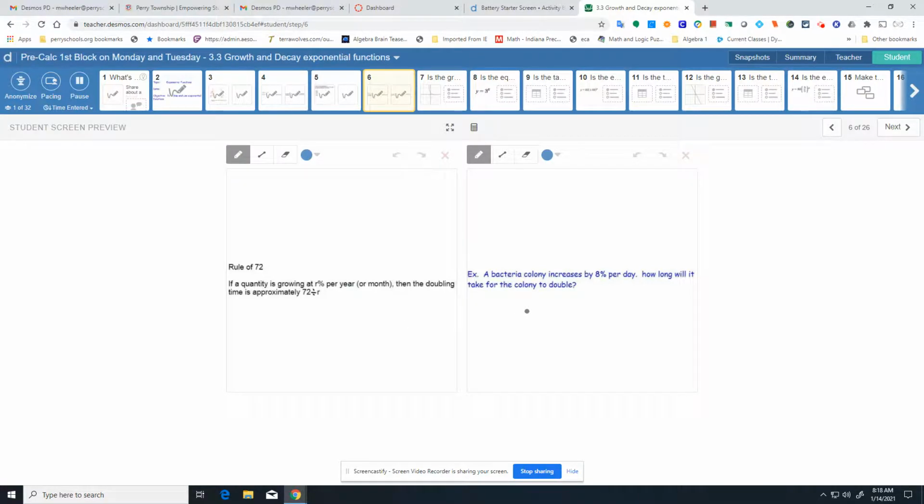Okay, so here, a bacteria colony increases by 8% per day. How long will it take for the colony to double? Well, 72 divided by 8, and keep it as a percent. So 9. It's going to double every 9 days. And it's not exact, but it's pretty close.